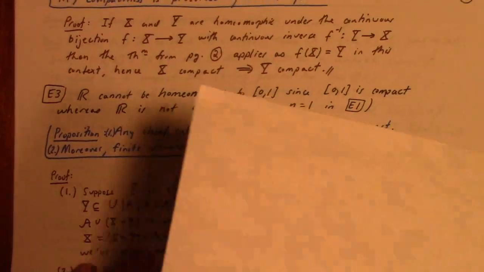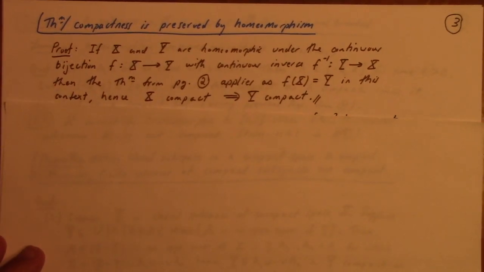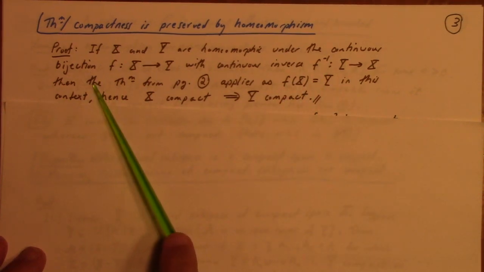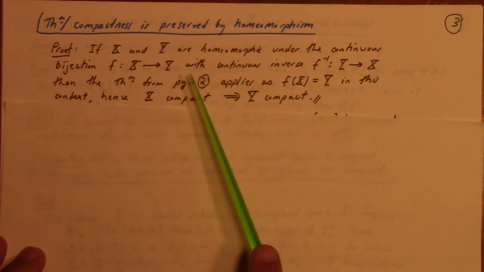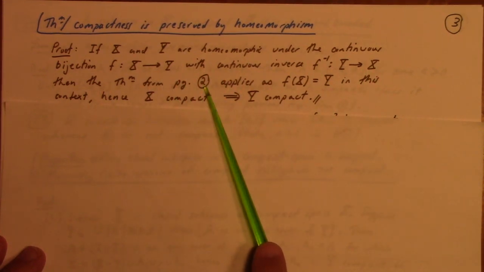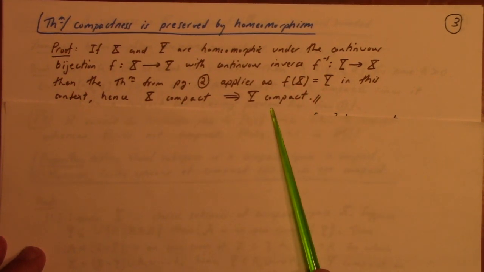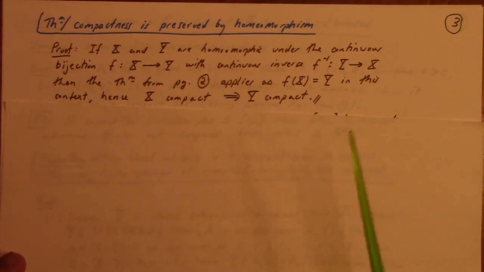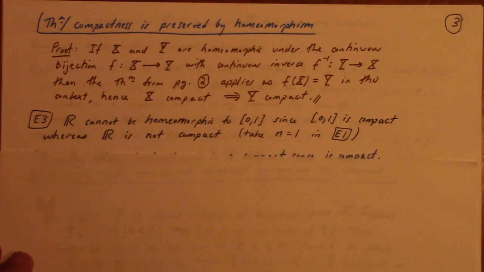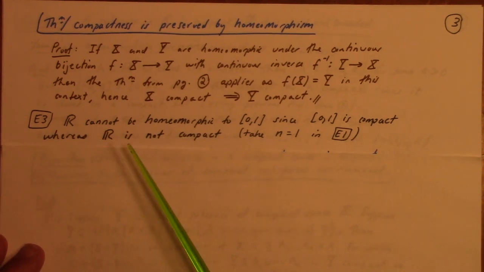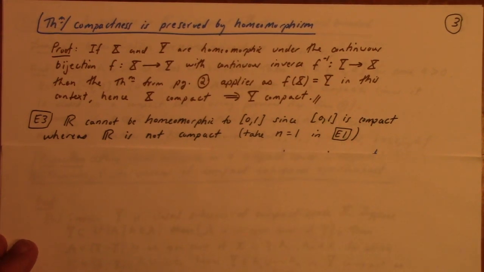Compactness is preserved by homeomorphism. So if X and Y are homeomorphic, then that means there's a continuous bijection f from X to Y with continuous inverse f inverse from Y to X. And then the theorem on page 2 applies because f of X equals Y in this context, so X compact implies Y compact, right? And vice versa. So it's if and only if here. In other words, compactness is preserved by homeomorphism. So among other things, this means that R cannot be homeomorphic to 0, 1 because 0, 1 is compact, whereas R is not. That was example 1.